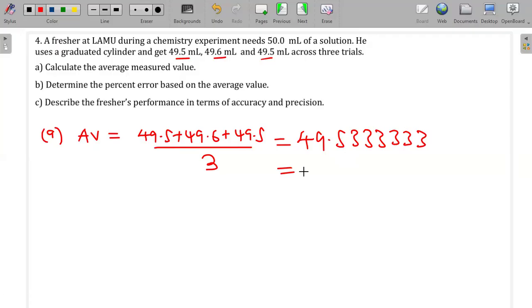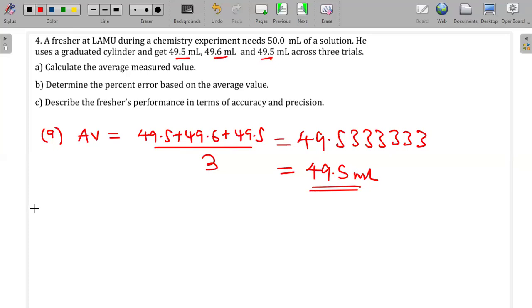Now for the volume, I'm going to round it off to 3 significant figures so that I can be consistent with the measurements I had there, because all of these have 3 significant figures. So this will just be 49.5 mL. So that is my average value.